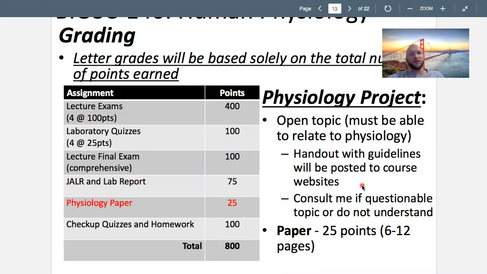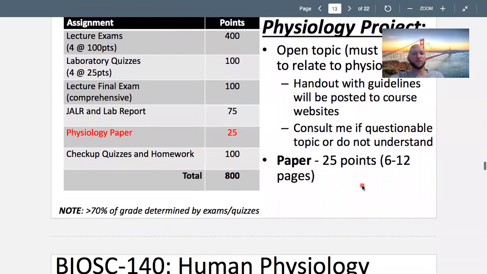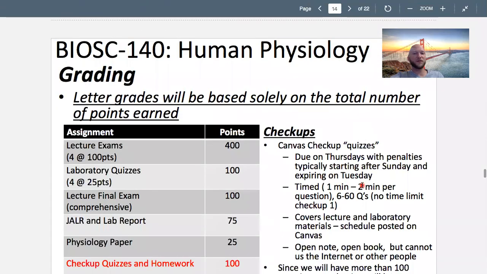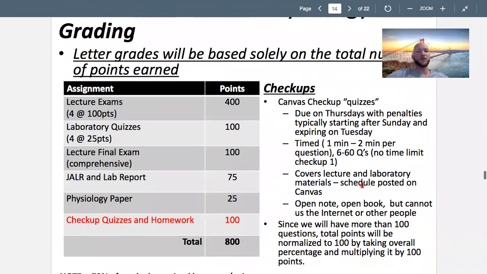Because of this, I really enjoy reading the physiology papers. People put in the effort. They're really interesting topics. They're fascinating, and I'm excited to read them for this semester too. So you can start thinking about what you want to write yours on.